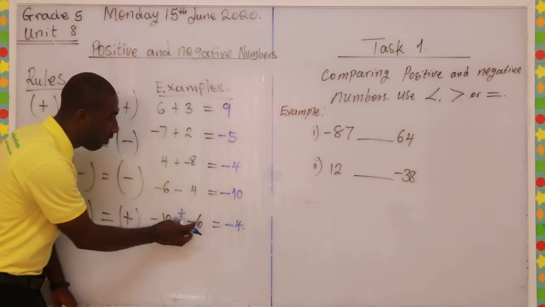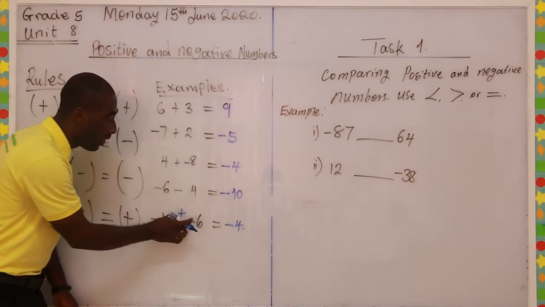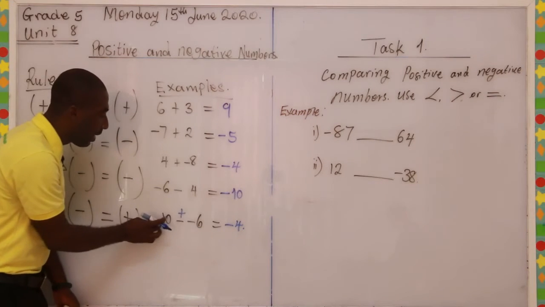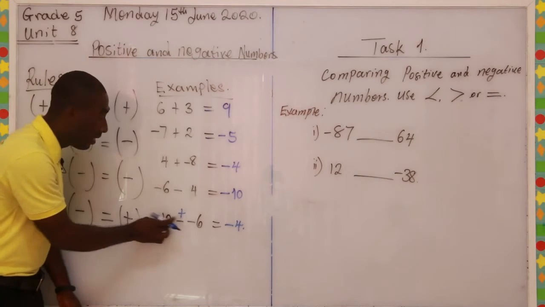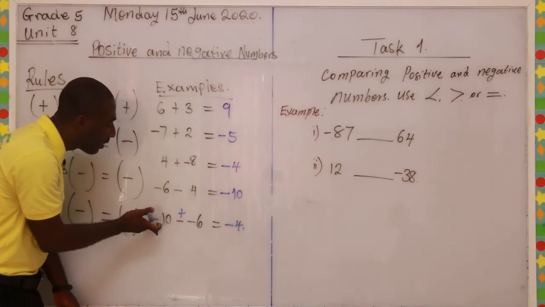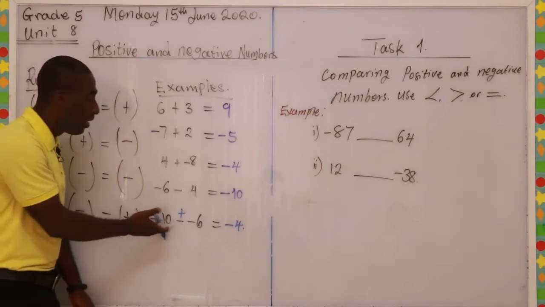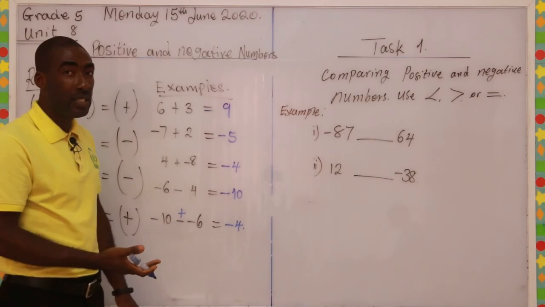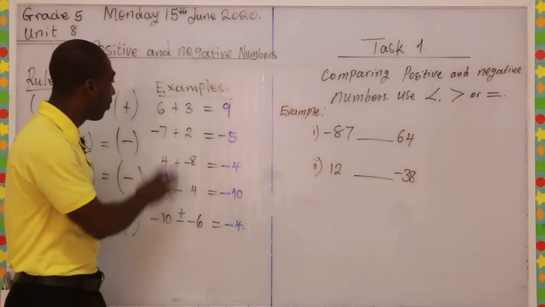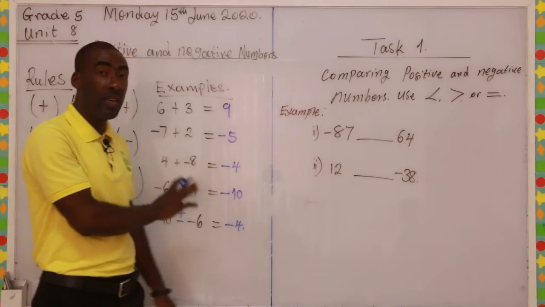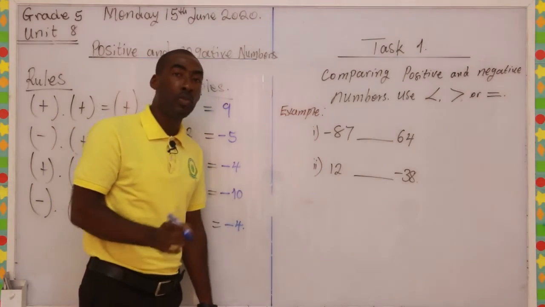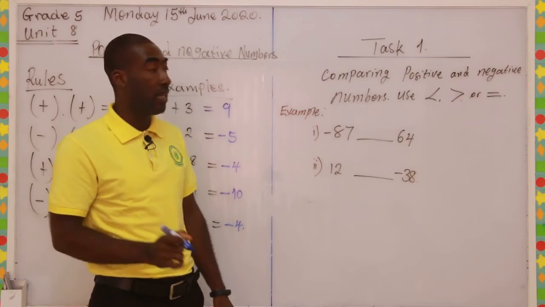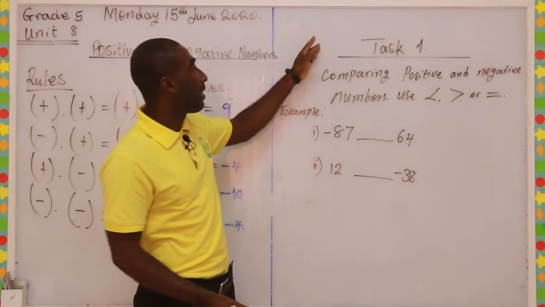But over here, because they are meeting at the same point, it changes to be positive, and this does not affect this operation, and this still keeps the negative sign. So this changes to positive, and this will still remain as negative. Okay, so once you take note of this, it's very easy for you to always do your subtraction and your addition of positive numbers. We'll move to our task one.